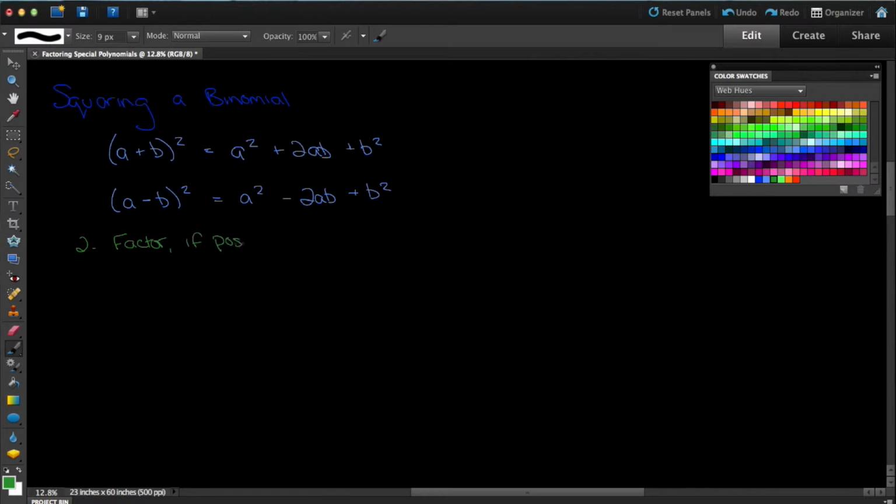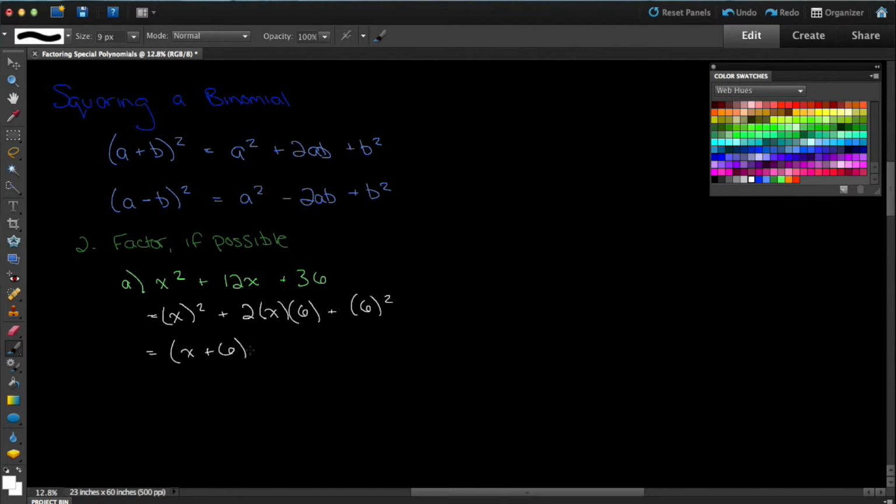Let's try some examples. A, x² + 12x + 36. This follows the layout of the first formula, a² + 2ab + b². In this equation, x² is a² and 36 is b². To simplify, we find the square root of x² and 36 and divide 12x by 2. The last two calculations should give us the same answer, in this case 6, meaning our final answer in (a + b)² form is (x + 6)².